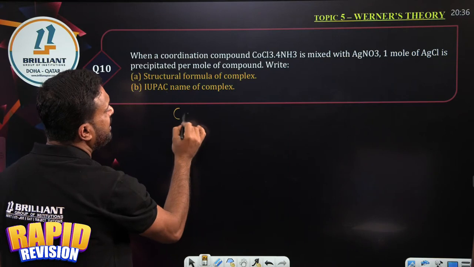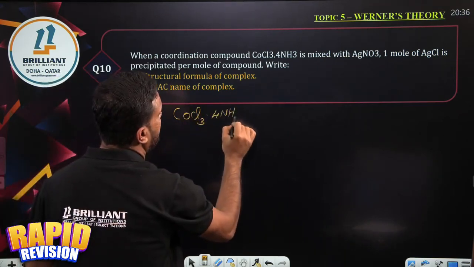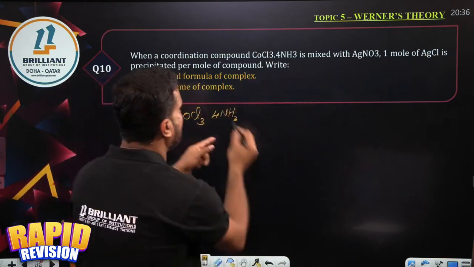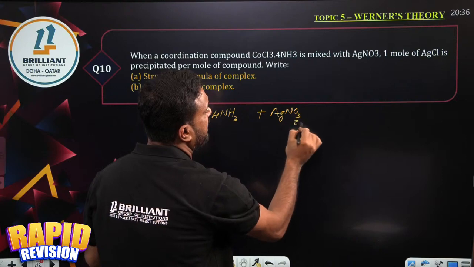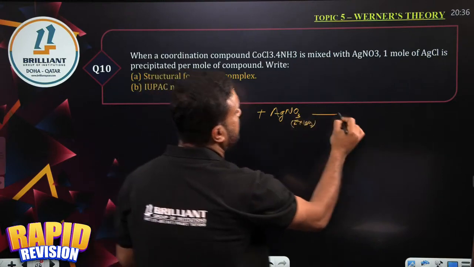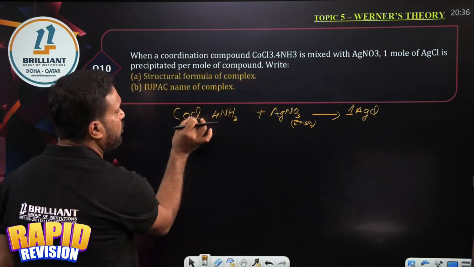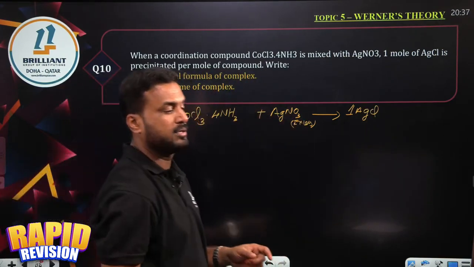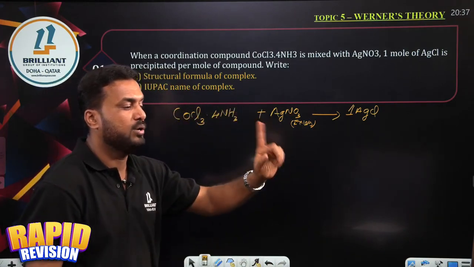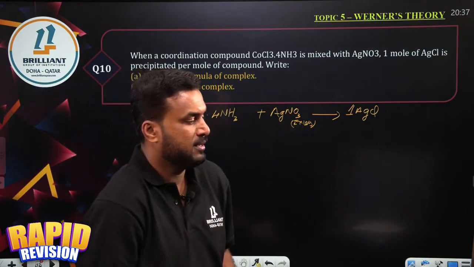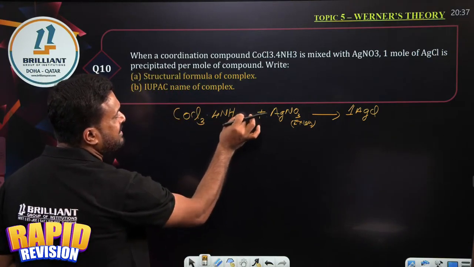See, the formula they gave is CoCl3.4NH3. They are asking: when this compound is treated with excess AgNO3, you get 1 mole of AgCl, which means from this molecule only 1 Cl can come out. In the sense, this complex can produce only 1 Cl, meaning only 1 Cl is outside. Yes, half is. Well done. So you have to put only 1 Cl outside.